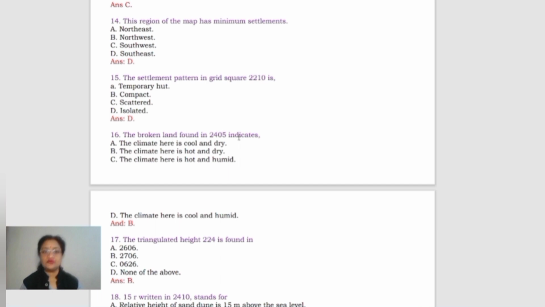Next, broken land found in 2405 indicates broken land, wherever it's there, children. In the topo sheets, it always indicates hot and dry conditions. That means the rainfall is seasonal, but scanty, right? One thing you should keep in mind: when rainfall is less, that develops into broken ground. Broken lands develop there because during one season there is rainfall, and after that cracks develop over the land. These are called broken land, or broken ground.